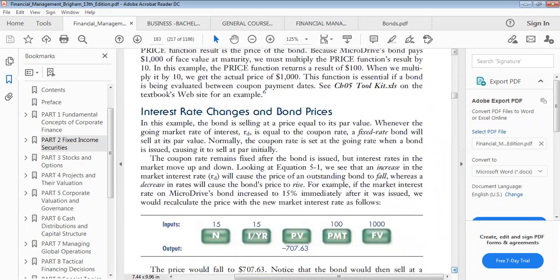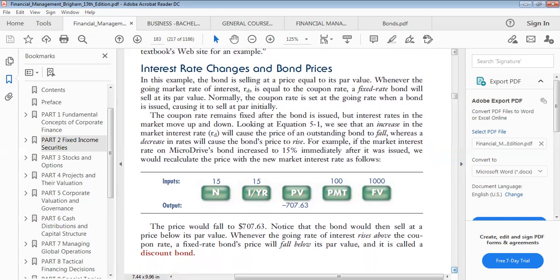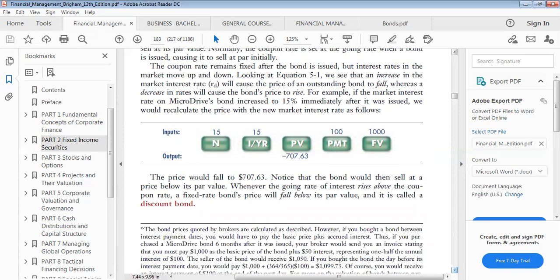Now, when that happens, the bond price will fall. So when the market rate, RD, increases, the bond price will fall. Notice that the bond would then sell at a price below its par value. Whenever the going rate of interest rises above the coupon rate, a fixed rate bond's price will fall below its par value, and it is called a discount bond. Note that, please.